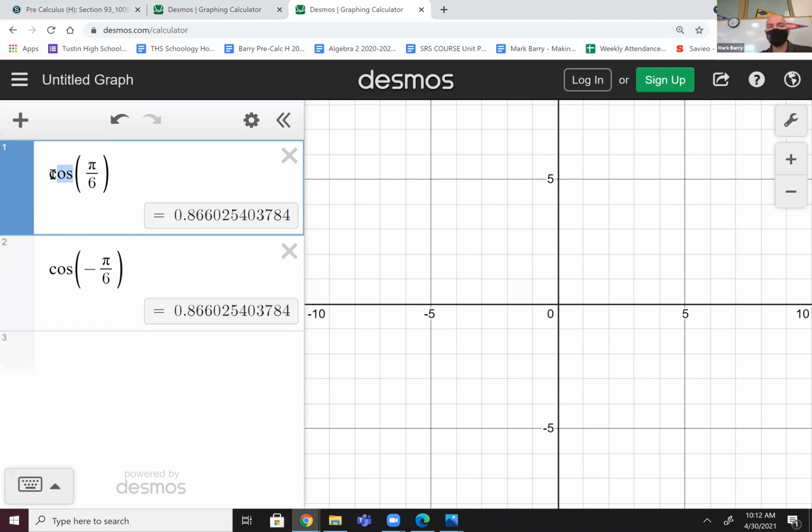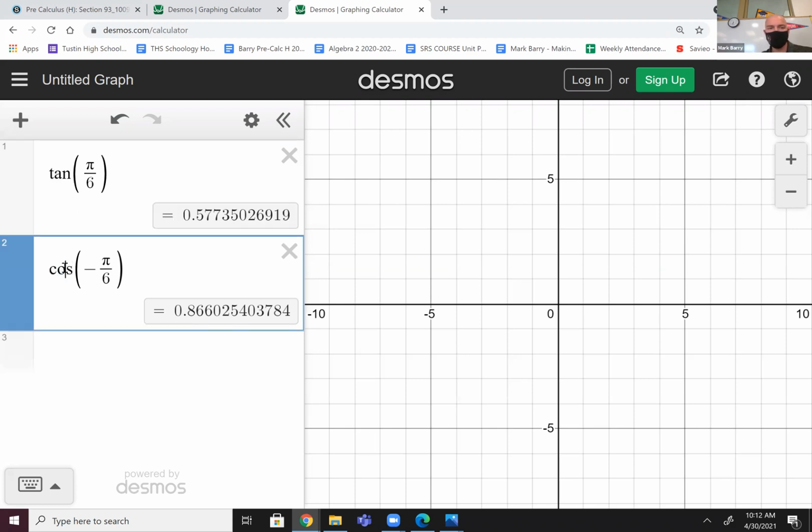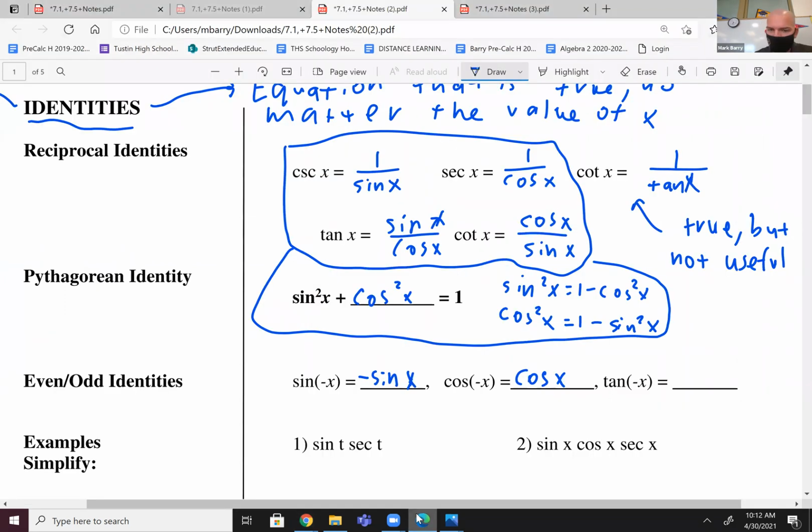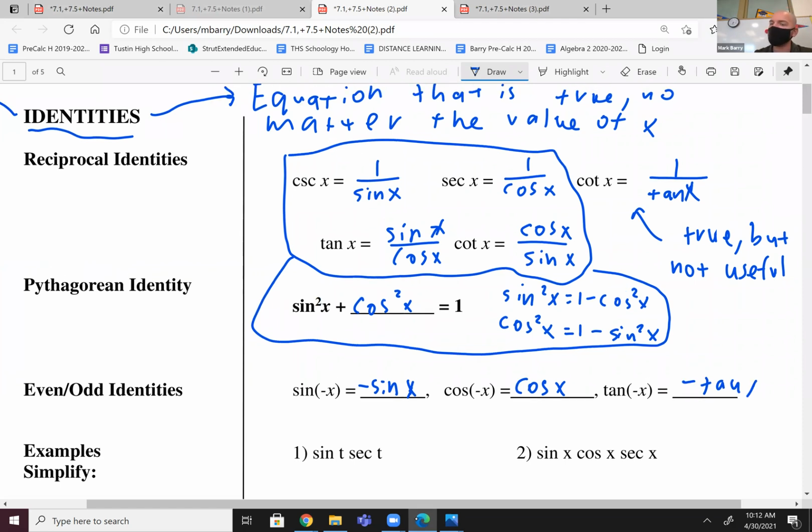Well, what about tan? Let's check. So tan pi over 6 is that. Tan negative pi over 6 does turn negative. So that one is more like sine here. So we're going to move the negative out front of that one. So cosine is kind of the different one here. Cosine, when it has a negative in there, it just goes away. For sine and tan, when you have a negative inside, it moves out to the front, okay?